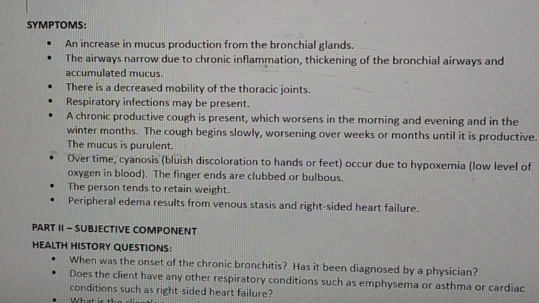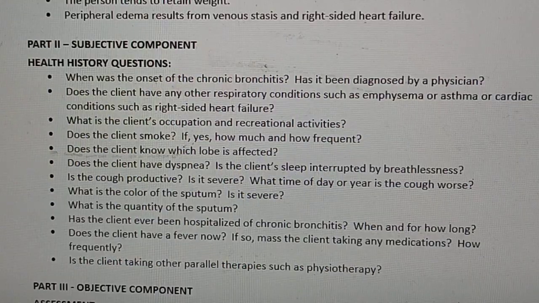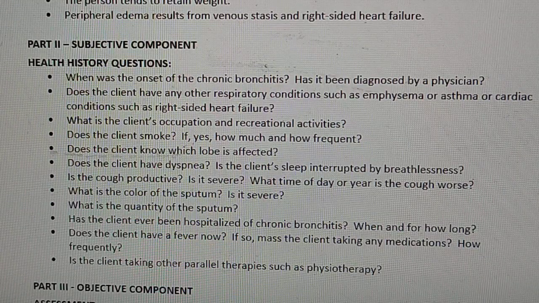There is also peripheral edema, which is swelling towards the ends of the limbs, like the finger area. It results from venous stasis, blood coagulation, and right-sided heart failure.